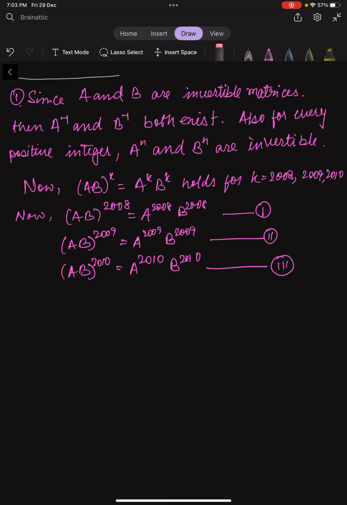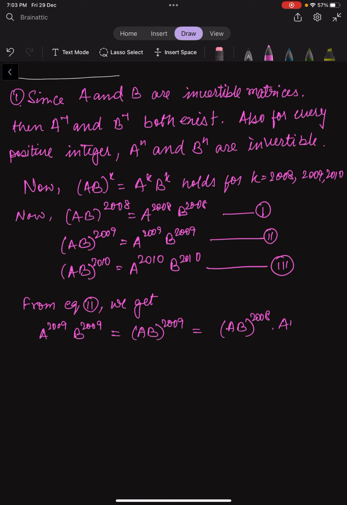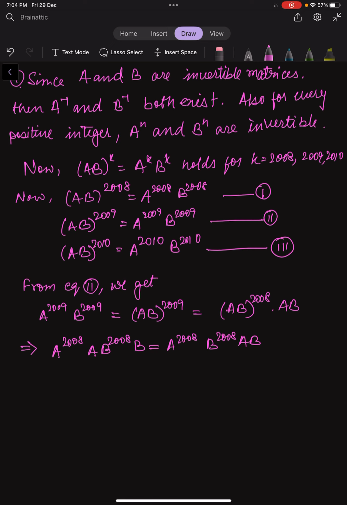From equation 2 we get A^2009 B^2009 is equal to (AB)^2009 which is equal to (AB)^2008 into AB. Correct? This implies A^2008 into A B^2008 into B is equal to A^2008 B^2008 AB. So this is using equation 1 only.